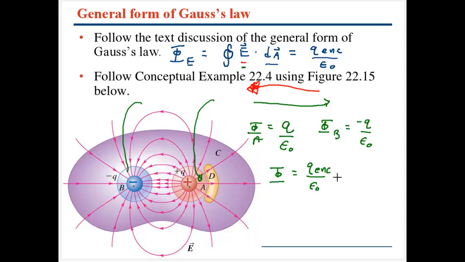If we consider C, the flux inside of C is going to be the charge enclosed divided by epsilon naught. The charge enclosed, that's the net charge enclosed. That's going to be a positive charge and a negative charge. That flux is going to be 0. Similarly, if I look at surface D, is there any charge enclosed? No, the flux is going to be 0.